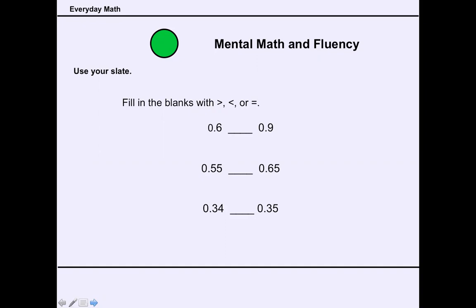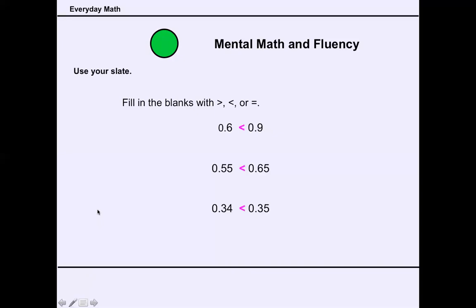The first one, 6/10 is blank, then 9/10. So you're writing greater than, less than, or equal to. The second problem, 55/100 is blank, then 65/100. The third problem, 34/100 is blank, then 35/100. All right, I hope you recorded your answers. Let's check.